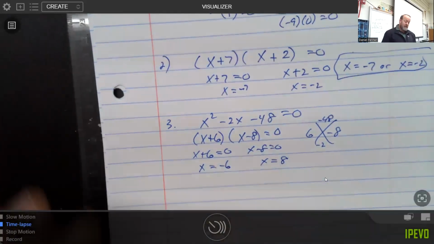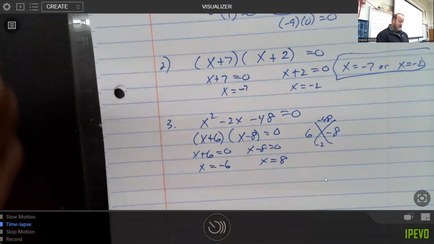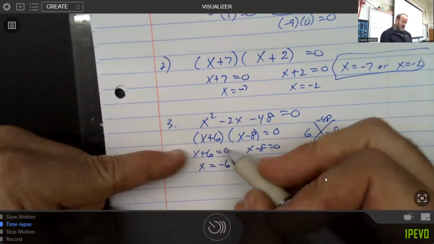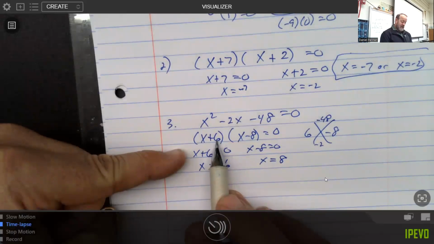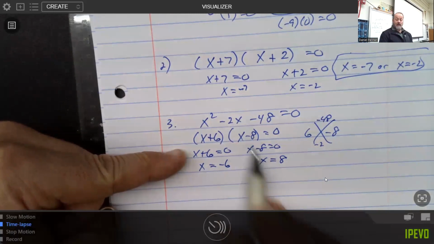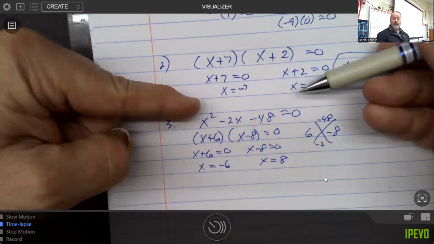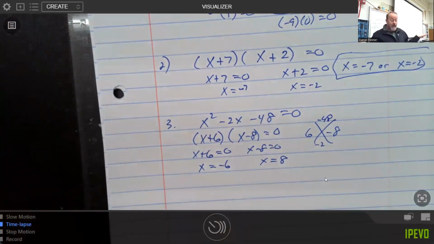Now, what you'll notice, though, is frequently people will just start skipping this step and jumping straight on down, because if this is 6, in order to get 0, I need the opposite of it. If this is -8, I need the opposite of it. So you can really look at the factored form and immediately write down your answers, which makes it super duper easy.